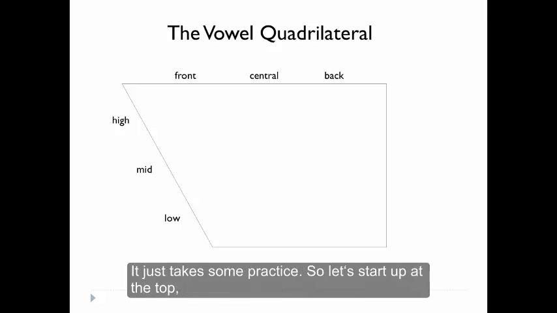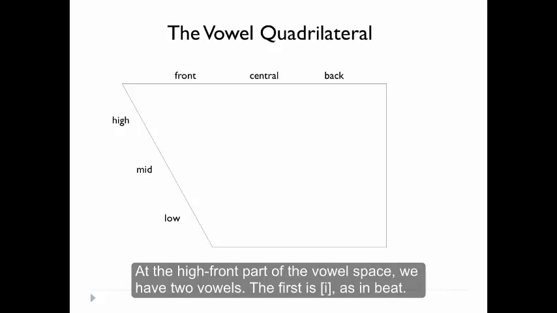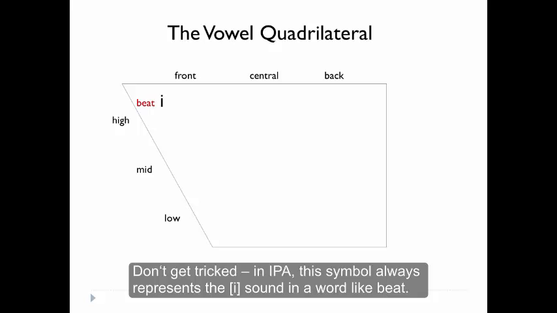So let's start up at the top and near the front of the mouth. At the high front part of the vowel space, we have two vowels. The first is [i], as in beat. Notice that we use the symbol that looks like the English letter I for this vowel. Don't get tricked. In IPA, the symbol always represents the E sound in a word like beat.